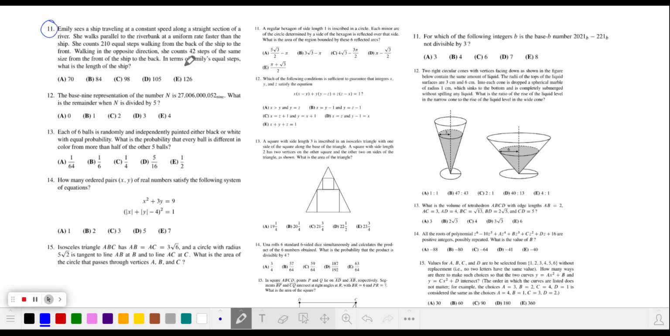In this exam, problem 11 was a more challenging rate problem. Number 11 deals with a regular hexagon. These hexagons you should really know inside and out because they come up all the time on the AMC.